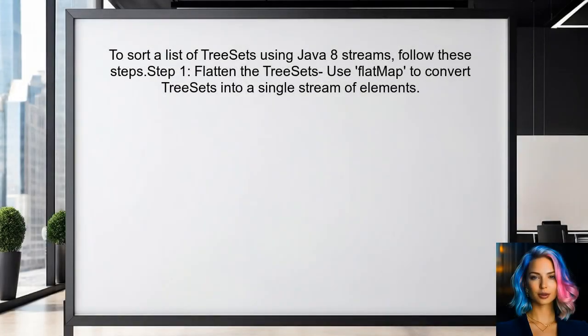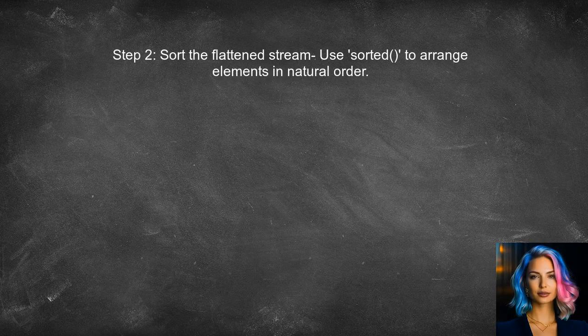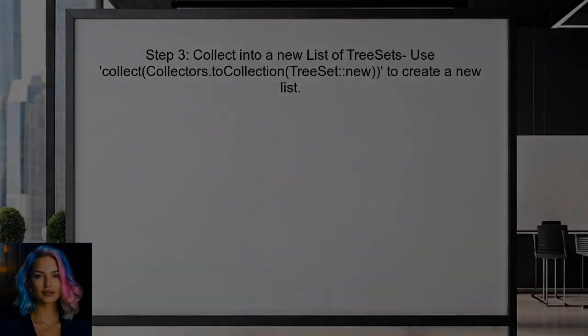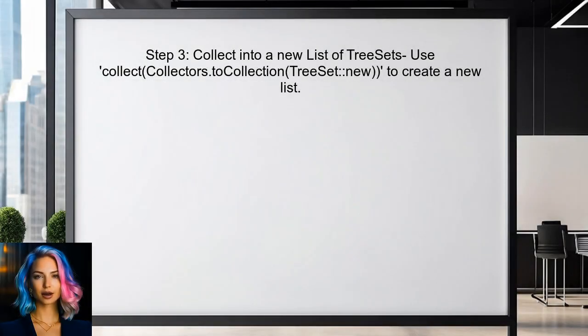To sort a list of tree sets using Java 8 streams, the user can simplify their approach by using a single stream operation. First, they need to flatten the tree sets into a single stream of elements. Next, the user should sort the flattened stream of elements. This can be done using the sorted method, which will arrange the elements in natural order. Finally, the user can collect the sorted elements back into a new list of tree sets.